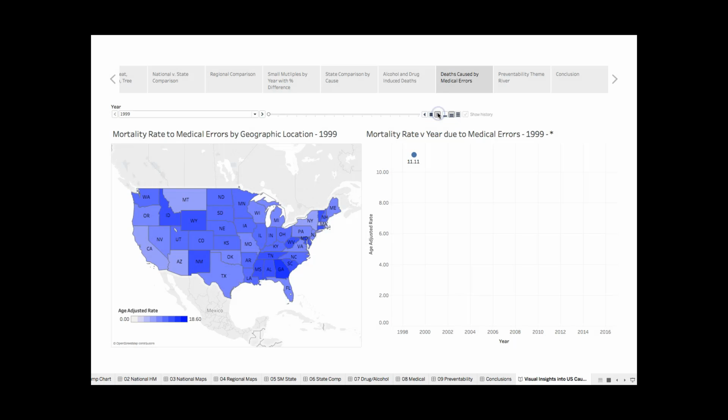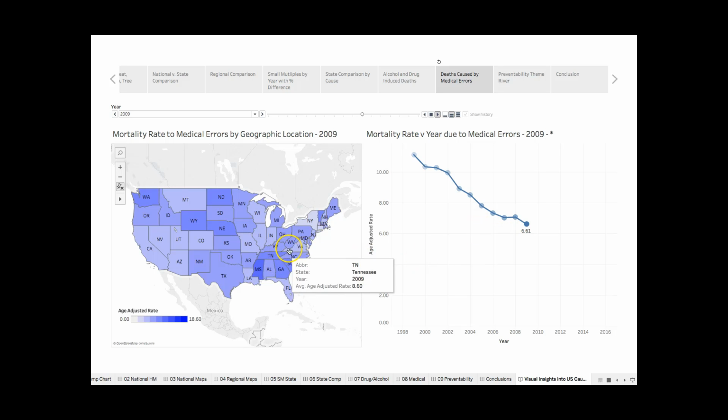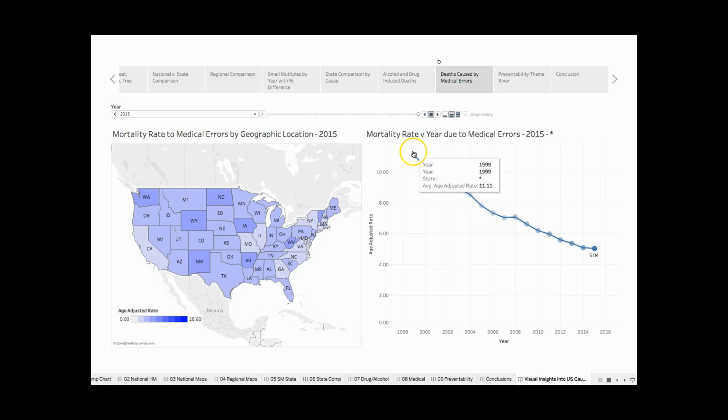The next dashboard dives into deaths caused by medical errors, both nationally and by state, over the past 17 years. Their decline is shown in this animated choropleth and line chart. West Virginia, Vermont, and North Dakota currently have the highest rates. However, on average, the nation now has half as many deaths due to medical error as it did in 1999.